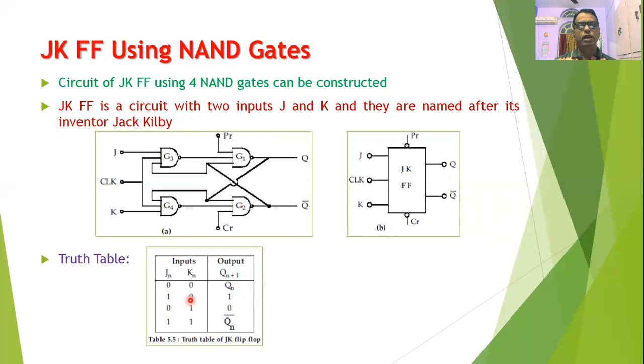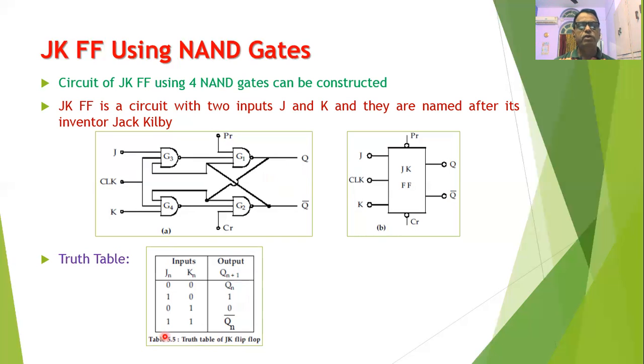When J is equal to 1 and K is equal to 0, then the output Q will be forced to set to 1. Even if it is initially 0, it will be changed to 1. And therefore, this state is called the set condition of the JK flip-flop. When J is equal to 0 and K is equal to 1, then the output Q will be forced to 0. That is, even if it is 1 initially, the output will reset to 0 after the application of the clock pulse. And therefore, this condition is called the reset condition.